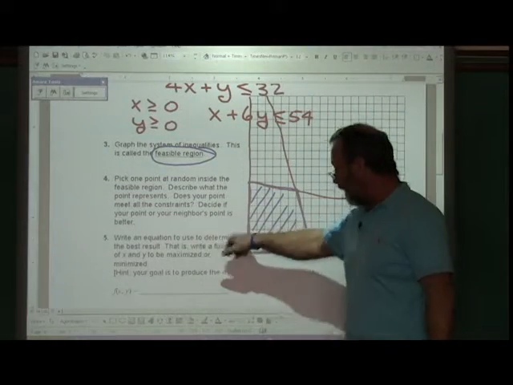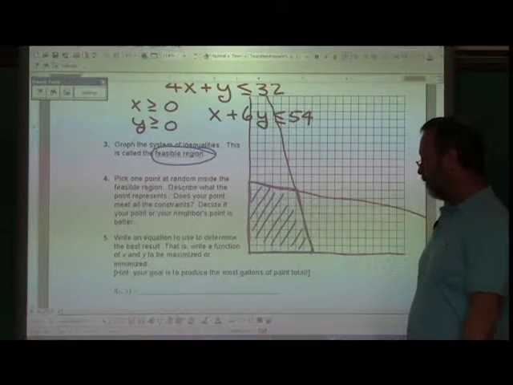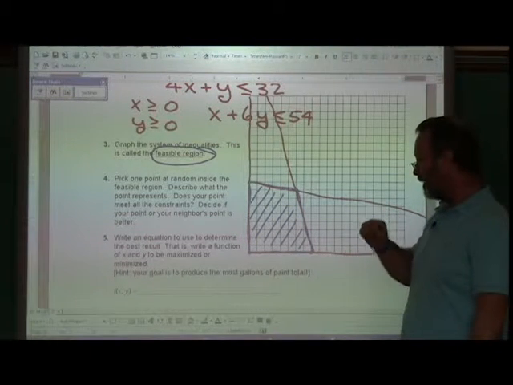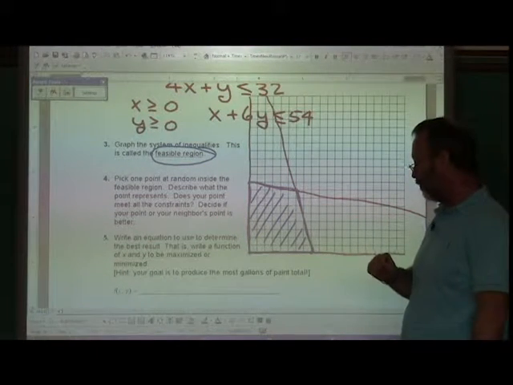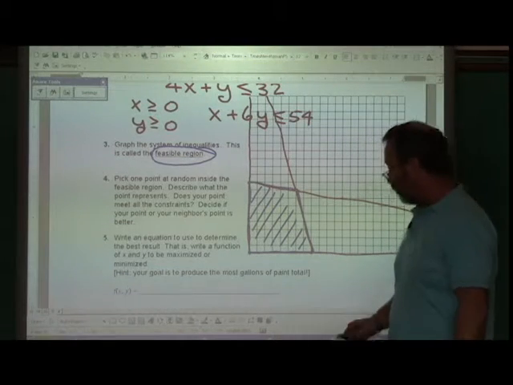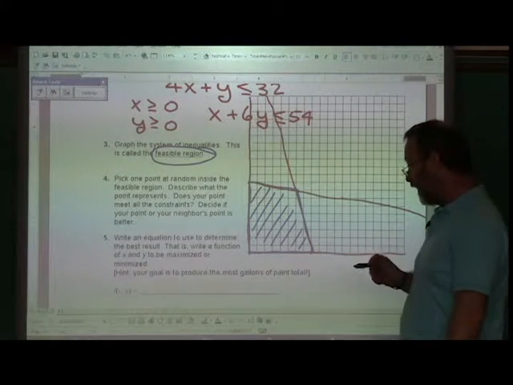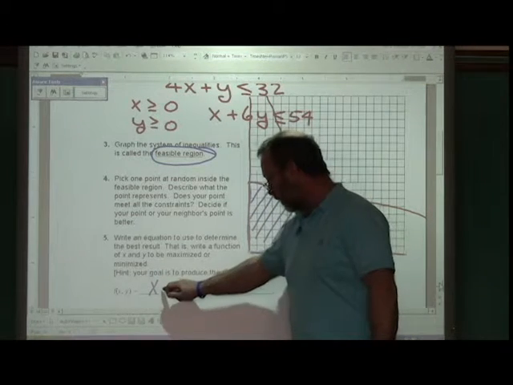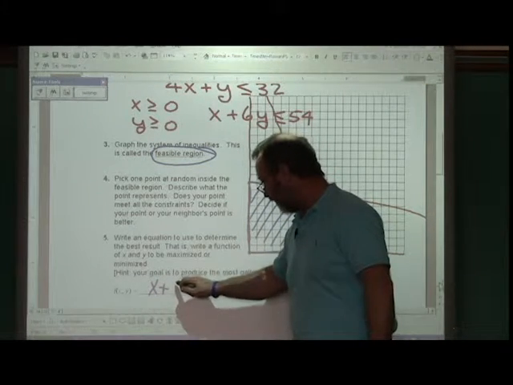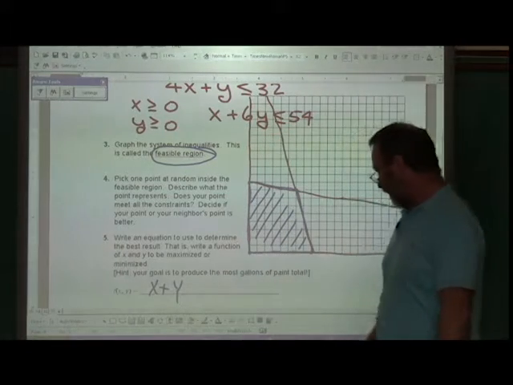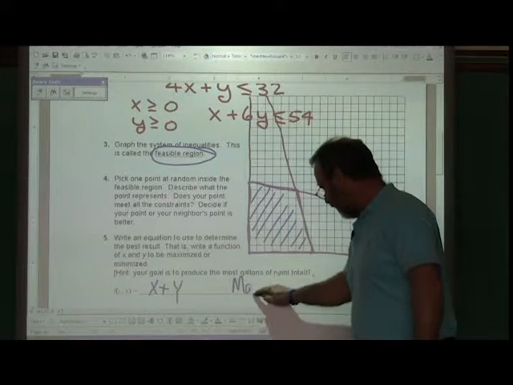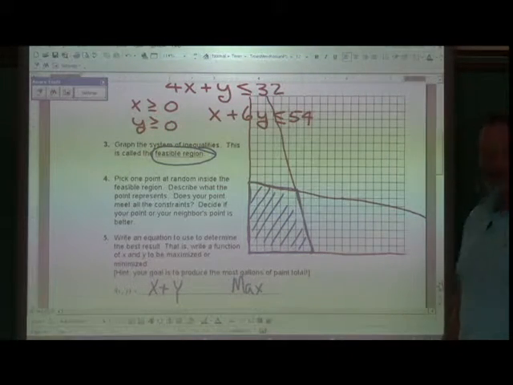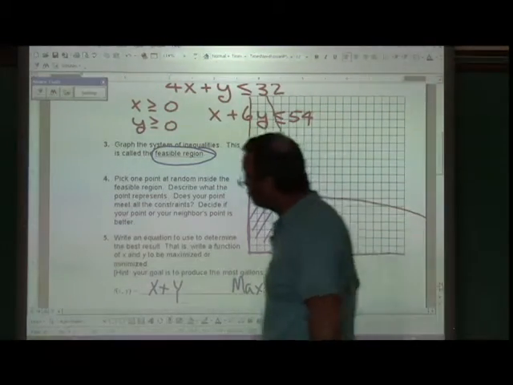So it says here, write an equation to use to determine the best result. That is, write a function of x and y to be maximized or minimized. And since we are trying to maximize gallons of paint, we're looking at gallons of spring green plus gallons of flash green, and I want that to be a max. So my function of x and y in this case is just x plus y.